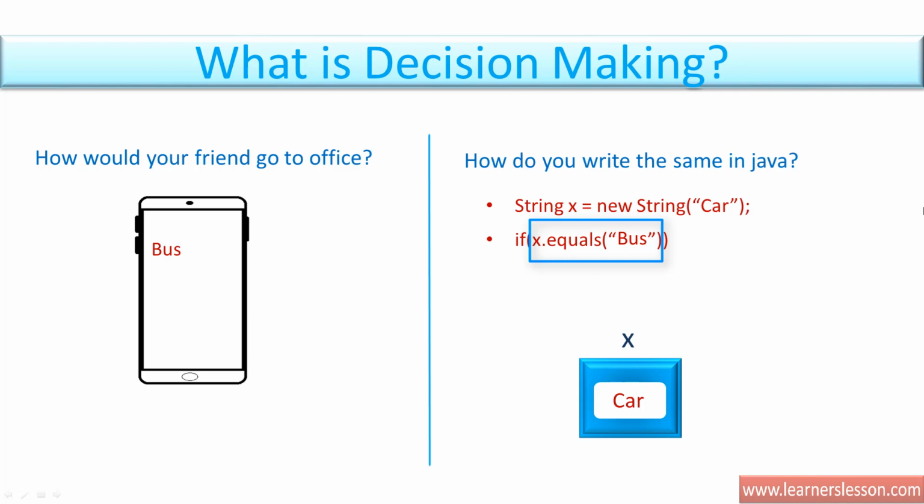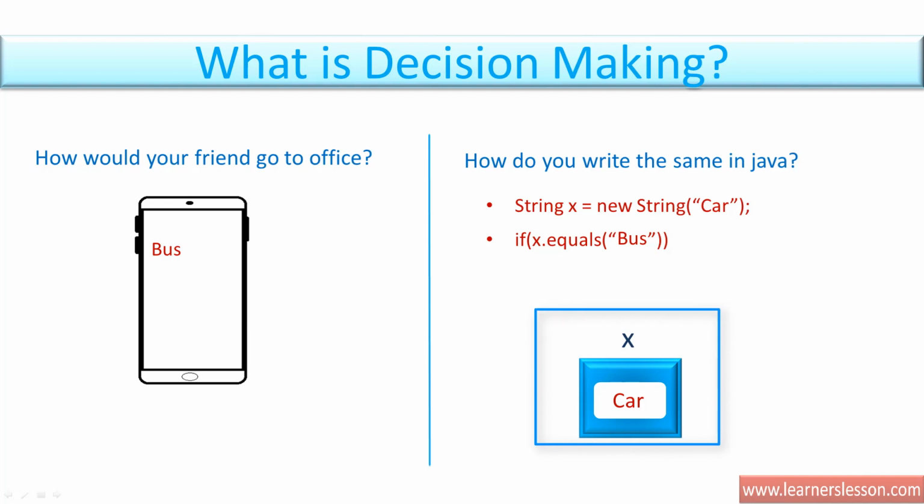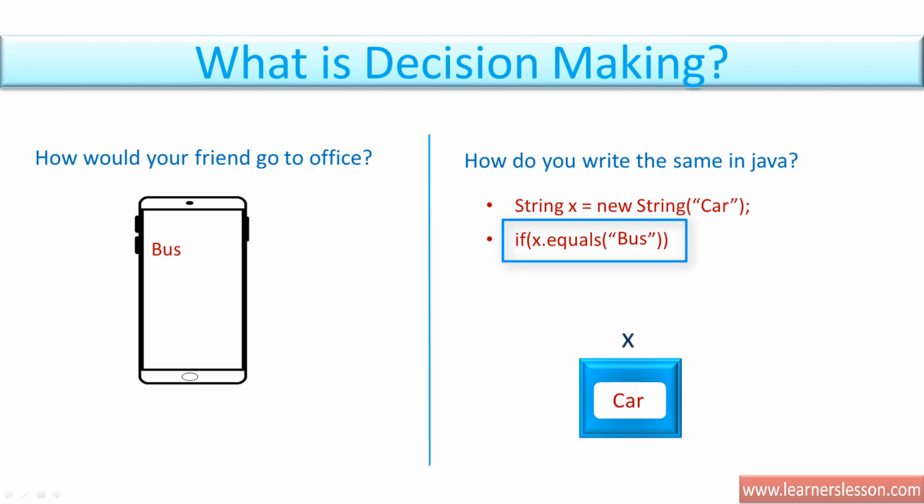What is the meaning of this statement? The statement means: whatever is there inside x, is it equal to whatever is there inside the parameter of the equals method? So what is there inside x? There is car inside x. And what is there inside the parameter of the equals method? There is bus inside it. So car is not equal to bus. So this condition won't be satisfied and Java won't be going into the block of the if statement.